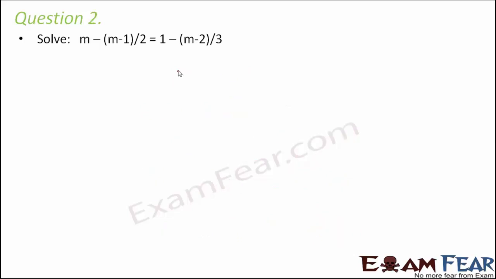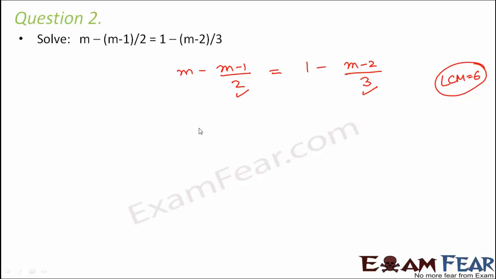Question number 2. Solve m minus (m minus 1) by 2 is equal to 1 minus (m minus 2) divided by 3. This equation obviously goes to type 2, because you have numerator by denominator plus numerator by denominator of that form at least. So that plus can be replaced by minus. All those things are fine, but it is in that form. So here we will have to take the LCM of the denominators. The LCM of the denominators would be equal to 6. Now we multiply both sides by 6.